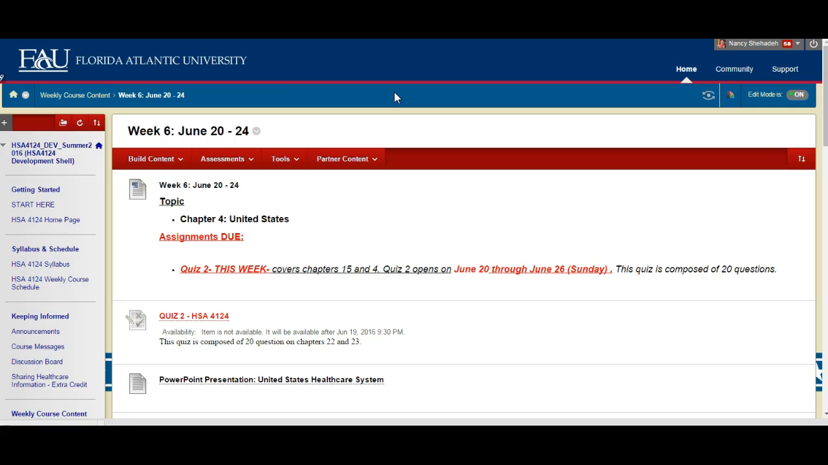So this week we are covering the United States healthcare system. We'll be looking at the healthcare delivery system in the U.S. from a historic perspective, as well as how it evolved into what it is today. So we'll be discussing the healthcare financing and delivery initiatives, as well as priorities and challenges. And we'll also touch on the government's role in relation to healthcare delivery here in the U.S.